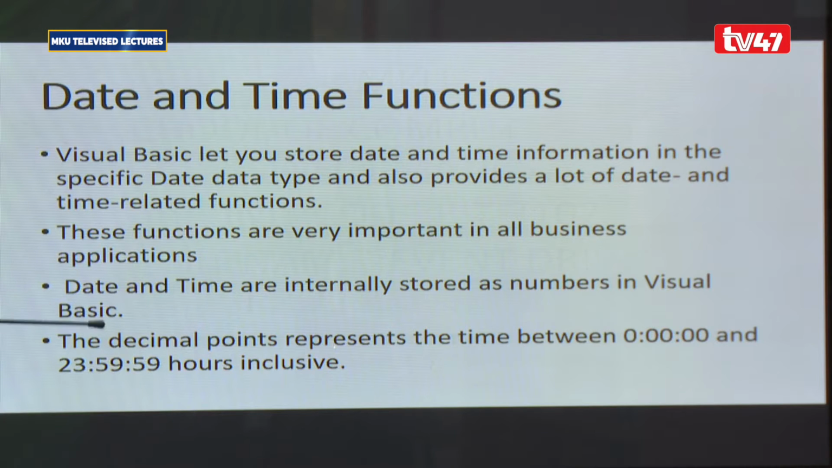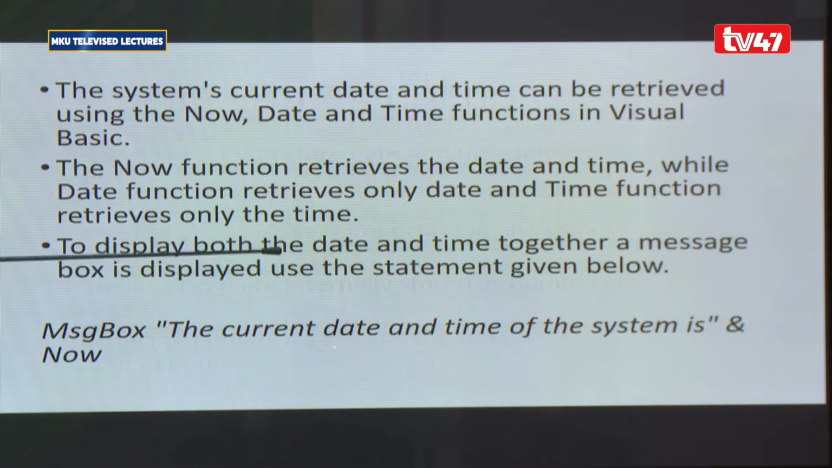Date and time are internally stored as numbers in Visual Basic. The decimal points represent the time. We have these values for the hour, the minutes, and the seconds, from the lowest up to the highest: the hour, the minute, and the second. So we are saying from 0 hours up to the 23rd hour, 59 minutes and 59 seconds inclusively.